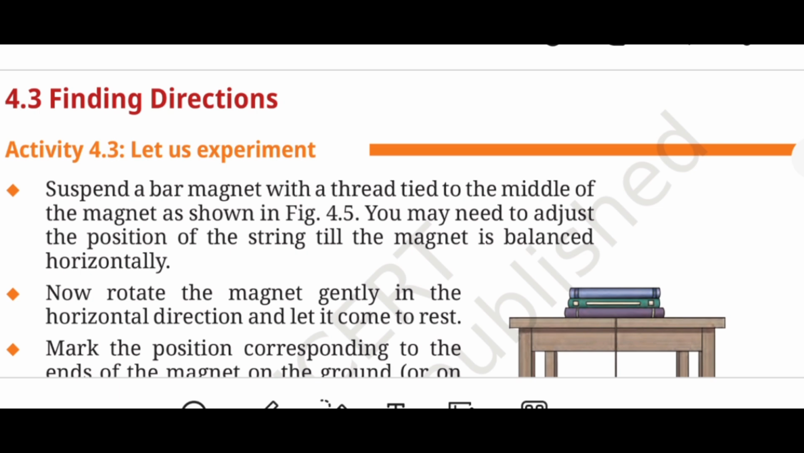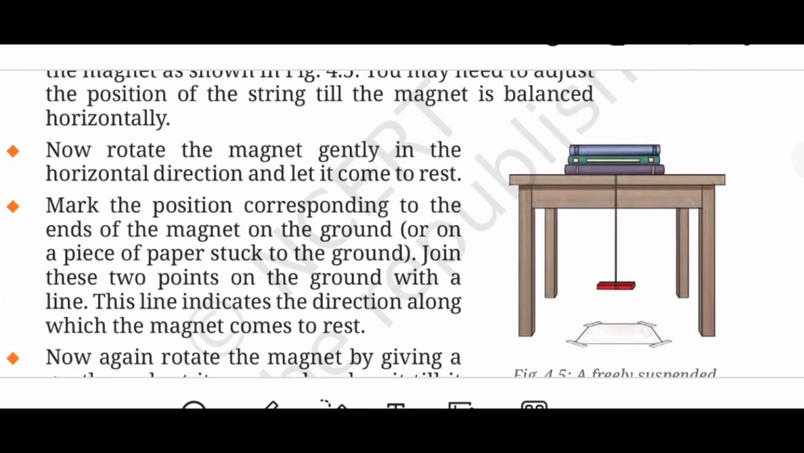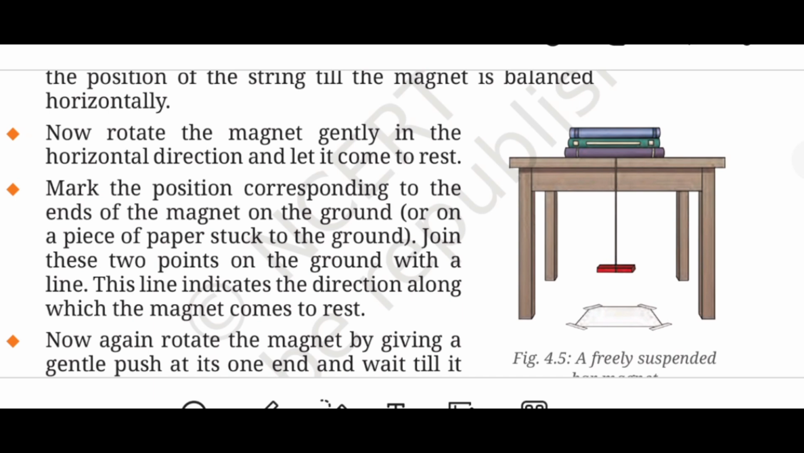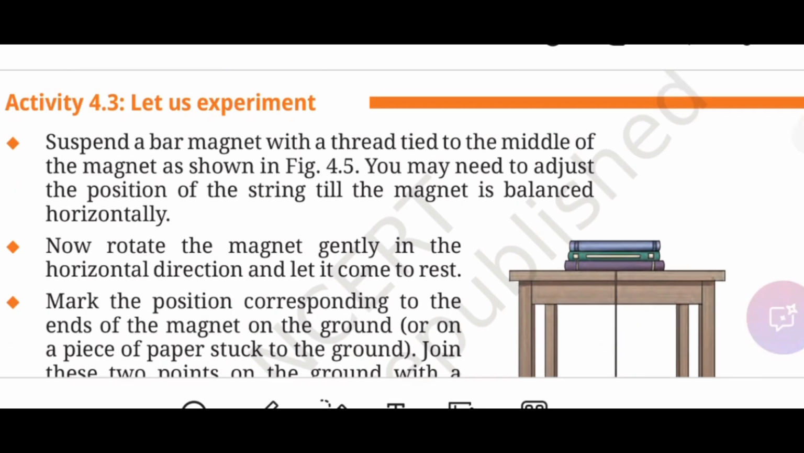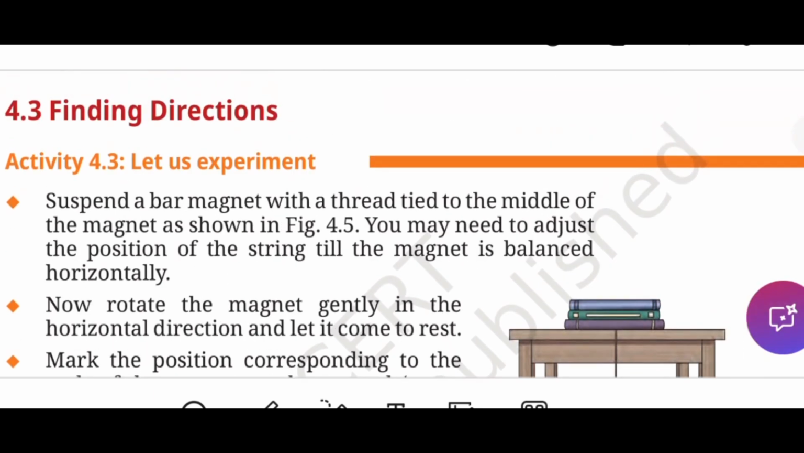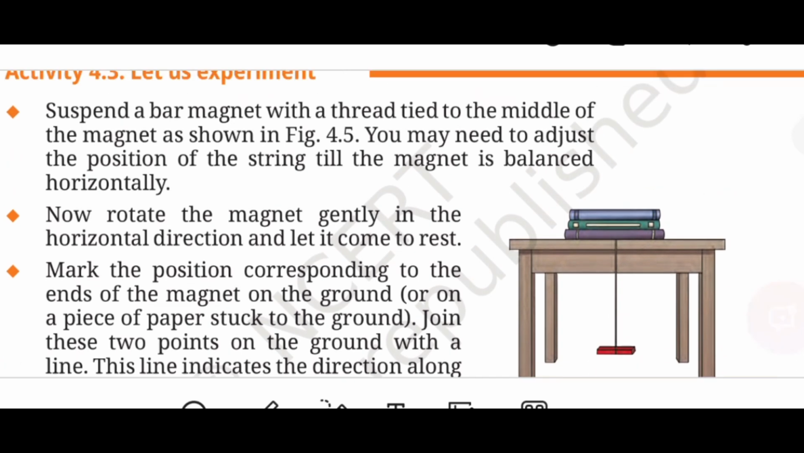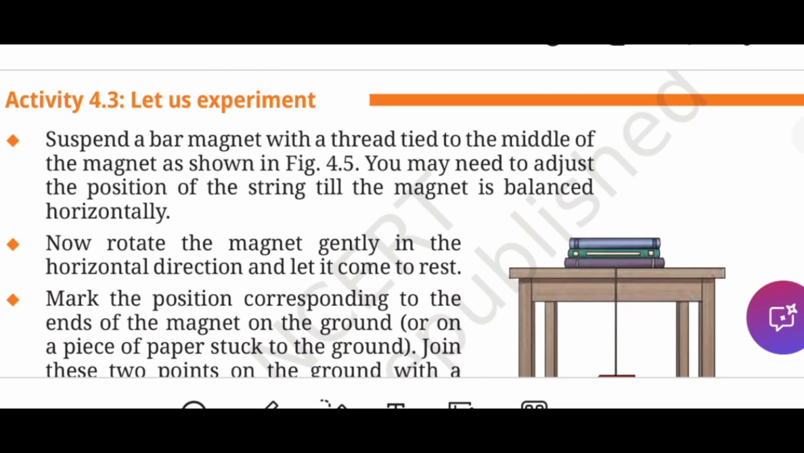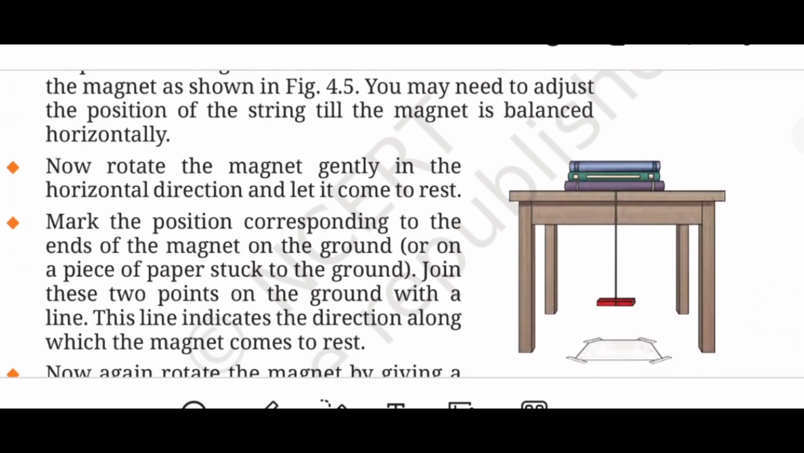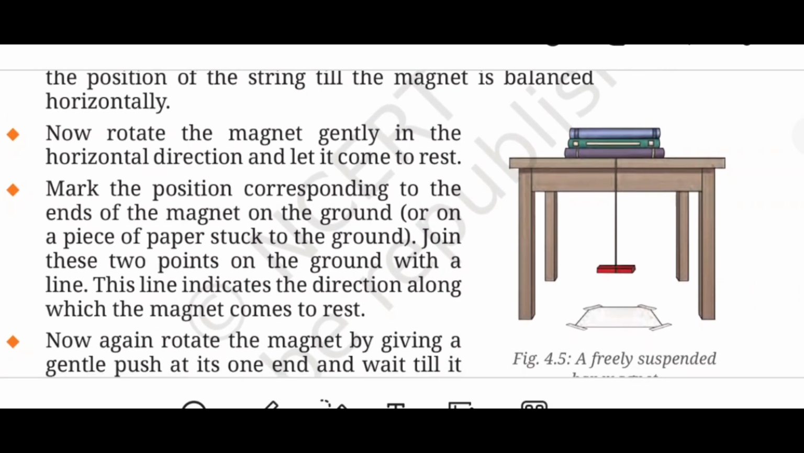Suspend a bar magnet with a thread tied to the middle of the magnet as shown in figure 4.5. इस फिगर की बात की जा रही है. सस्पेंड का मतलब आपको हैंग करना है एक बार मैग्नेट विद अ थ्रेड. You can see this is the bar magnet which is hanged with a thread here. Okay. You may need to adjust the position of the string till the magnet is balanced horizontally. ये मैग्नेट सही से बैलेंस हो जाए इसका आपको ध्यान रखना पड़ेगा.